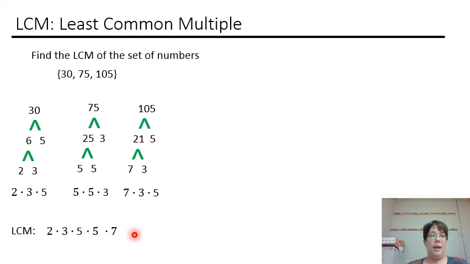So now all I have to do to find my least common multiple is to multiply all of these numbers out. And when you multiply all those numbers out, you get 210. So 210 is going to be the least common multiple of 30, 75, and 105.